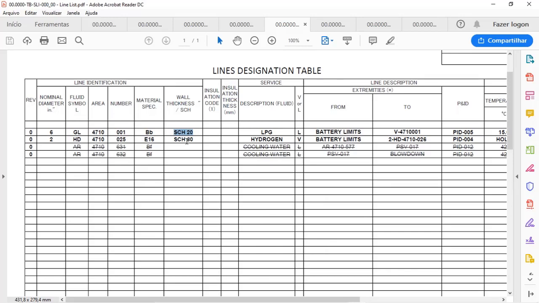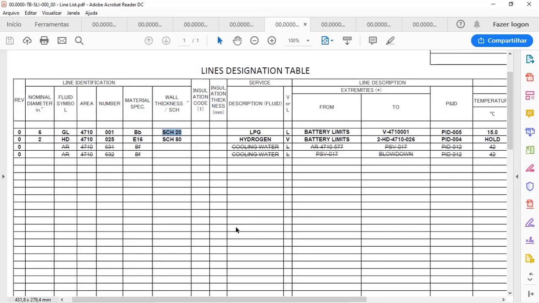and it can be identified in the P&ID. It is very important for you to be familiar with the line list and know how to use it in order to do your work as a chemical process engineer.